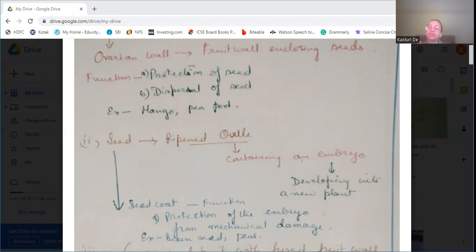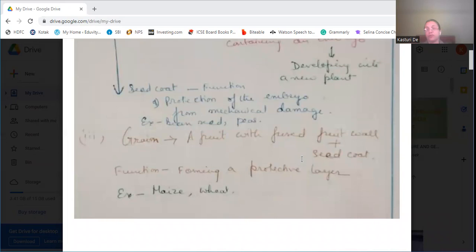Now the seed has a seed coat, that is the seed wall, or seed cover, and that has the function to protect the embryo from any mechanical damage. The seed example is bean seed, peas, etc.